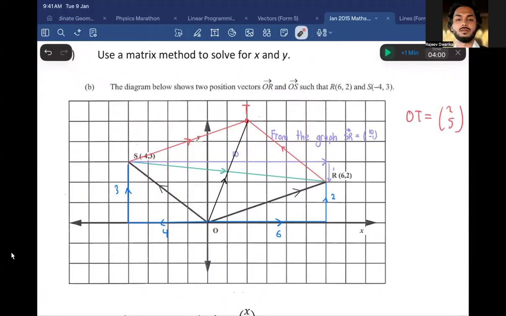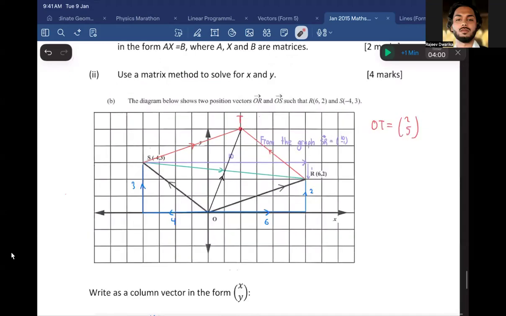So, Mira, if it's a parallelogram, we have to prove that OS is the same thing as the other vector, TR. Think about R, RT. And what's the other side we're trying to prove? What's the other one we need to prove? O to R and S to T.